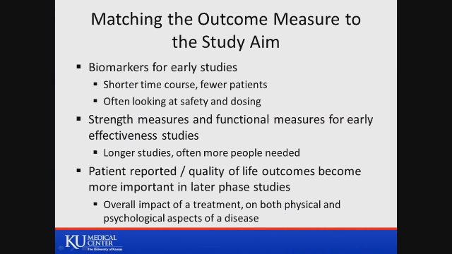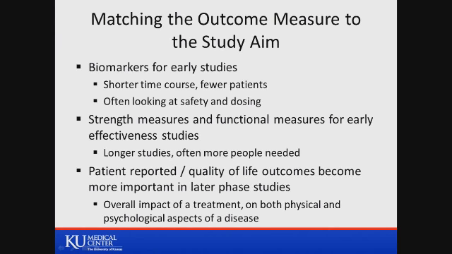So matching the outcome measure to the study aim. This has a little bit to do with where you are in the drug development process. When you're doing early studies, these are typically short studies in smaller numbers of patients, and they're often looking at questions like safety and dosing. For these studies, biomarkers become very important as proof of concept or early markers that your drug's doing what it's supposed to do.